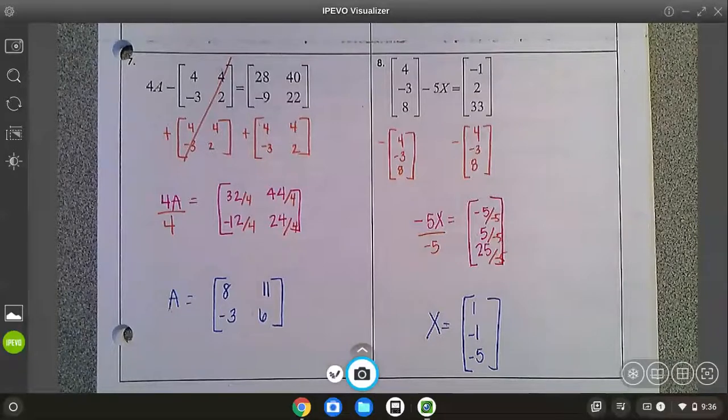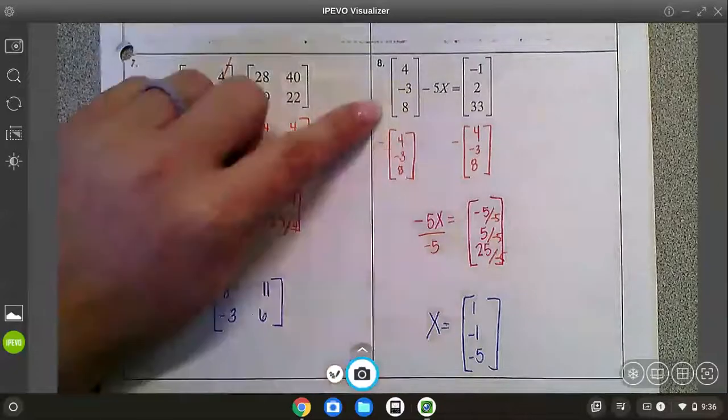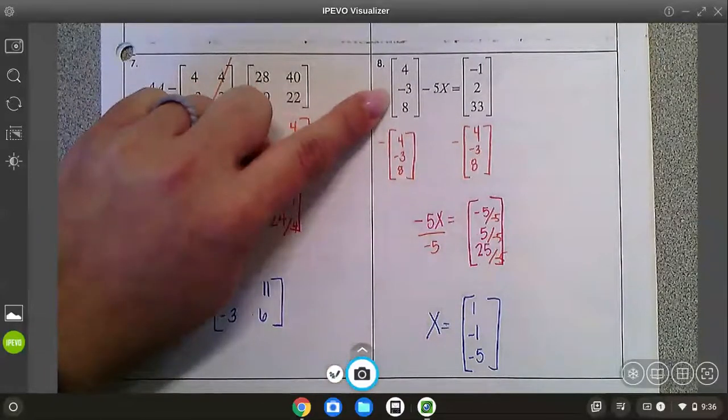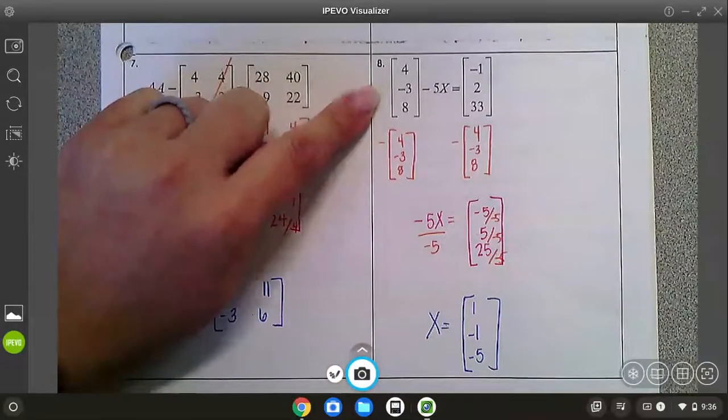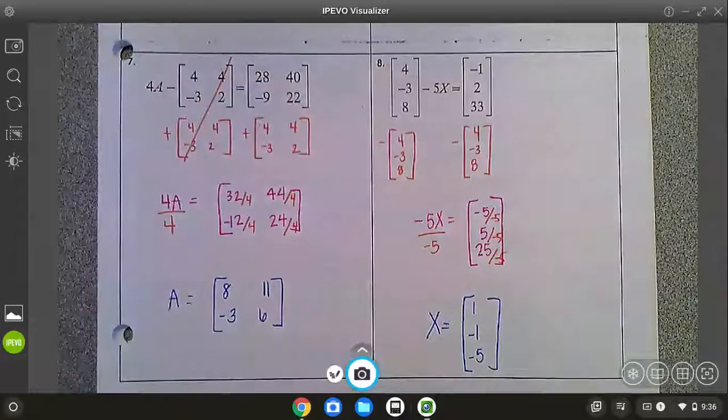You're supposed to subtract instead of add on the... Well, yeah, if there would have been a negative in front of it, then we would have added. But there wasn't, so you subtract.